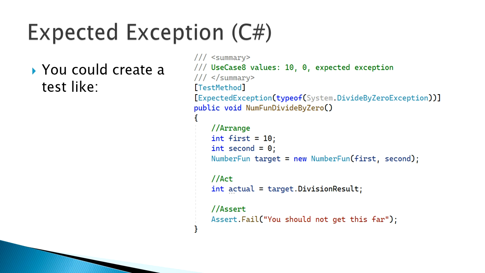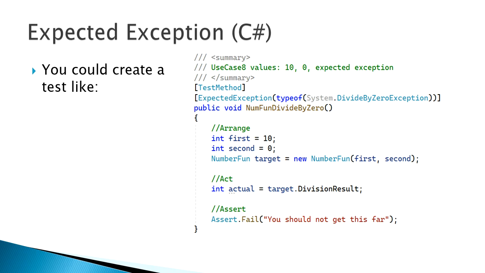So in a case like that, where maybe we've added that division result property to our num_fun class, we might do an expected exception class like this. We're going to have values where the second value, or the denominator in our division, will be 0. So we can say expected exception type of divide by 0 exception. We decorate that as an annotation right on the test method itself. Then in our arrange step, we get our values in place for first and second. Because it's not static, we have to instantiate our class, passing the values into the constructor.